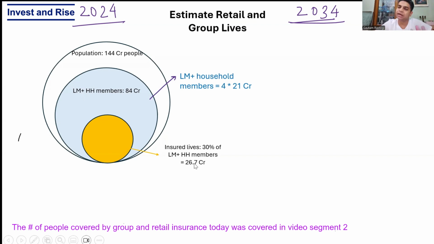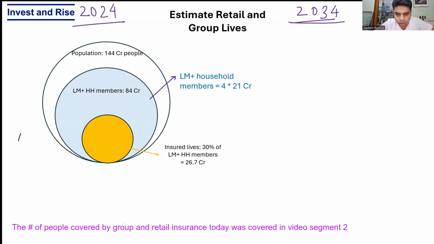So it is around 21 CR. Is 30%. Because only these people are likely to go for retail and group insurance. Other people who are below lower middle, of course, would not be able to afford retail and group insurance. So a portion of them would have government coverage, that is welfare coverage. And of course, a lot of people in India do not have insurance at all.